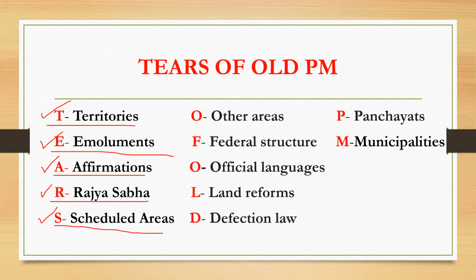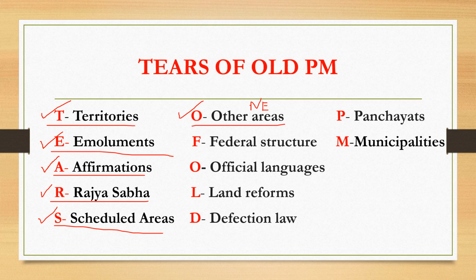Next is the sixth schedule and the sixth schedule is represented by the letter O. O stands for other areas. So we can see that the fifth schedule deals with the administration and control of scheduled areas and scheduled tribes, and the sixth schedule deals with the administration of tribal areas of the northeastern states. Other areas means northeastern states. So the 6th schedule is represented by O and O is denoted as other areas.